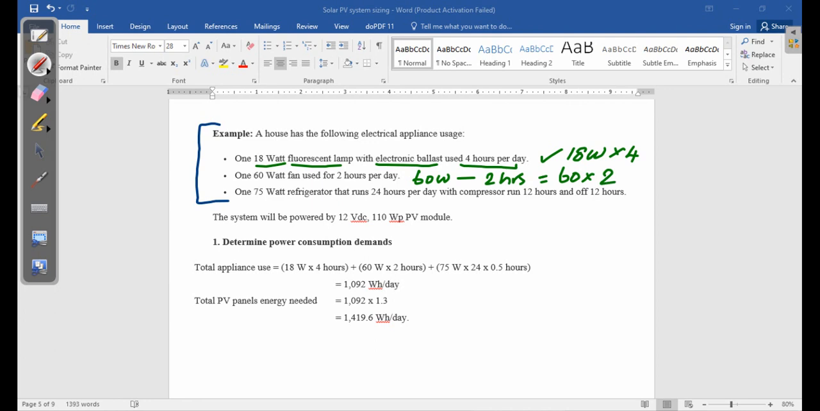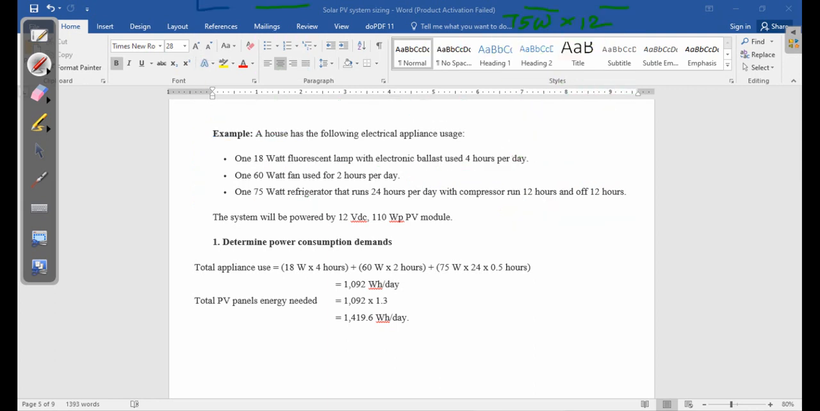The third load is a 75-watt refrigerator that runs 24 hours per day, with the compressor running 12 hours on and 12 hours off. It means the 75-watt refrigerator is going to be working for 12 hours per day because there is an on and off cycle. The on cycle is 12 hours, the off cycle is 12 hours. So we are going to consider these parameters as 75 watts into 12.